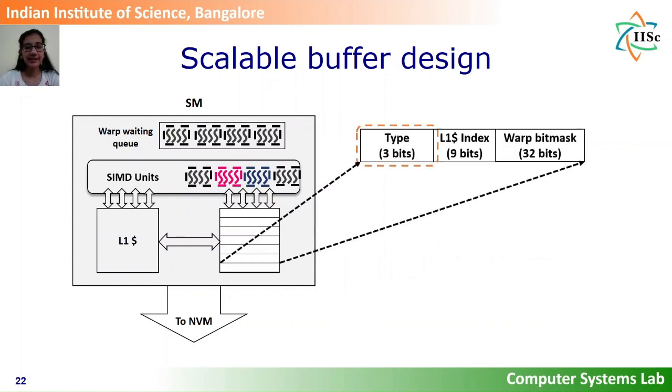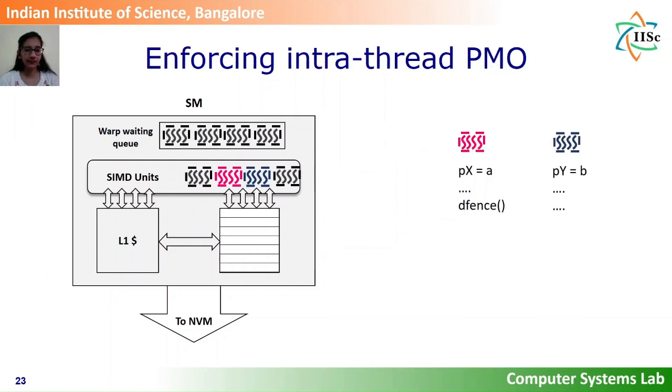Each buffer entry contains three fields. The first is a type field, which indicates whether the buffer entry is for a persist operation, a fence operation, or a scoped acquire-release operation. The second field, the L1 cache index, is only used for persist operations and identifies the cache line containing the data for the entry. The last field, the warp bitmask, identifies the warps that executed the operation. Further details on how these entries are merged and what happens when multiple warps share cache lines can be found in the paper. We employ this buffer in tandem with the GPU's warp scheduler to enforce the programmer's indicated PMO.